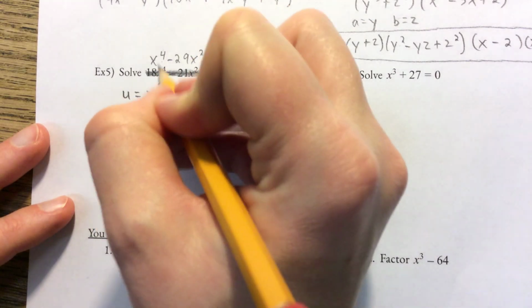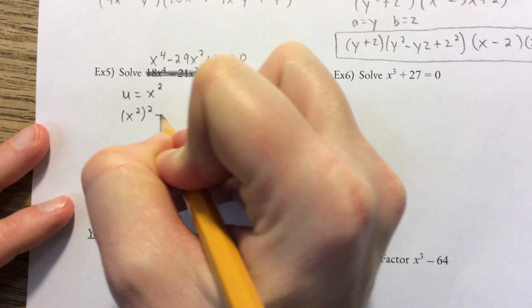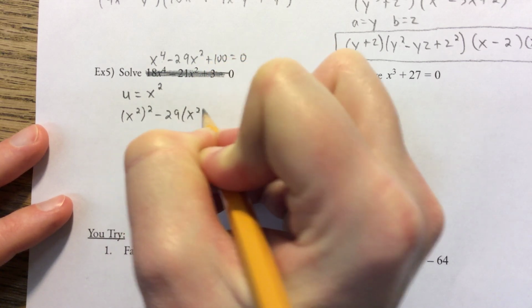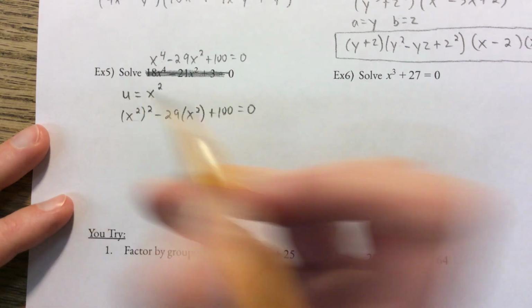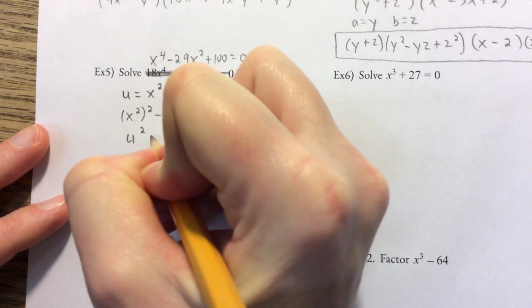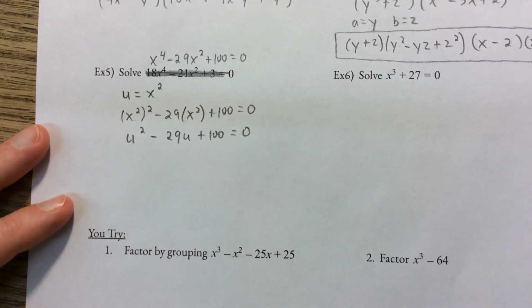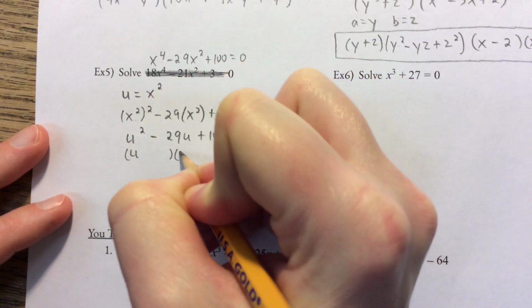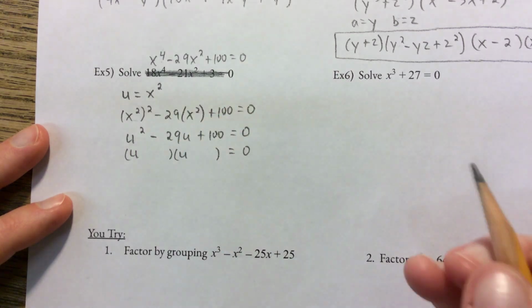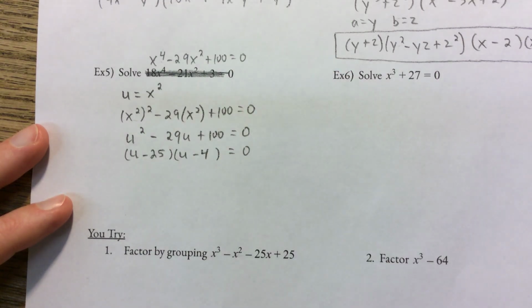So if I rewrite this then, x squared squared is an x to the fourth. And now I'm going to replace these x squareds with u's here, just so that I don't have quite as much going on in this problem to look at first. Just kind of cleans it up a little bit. Now I'm going to factor this, because this is factorable. So two numbers that when you multiply them you get 100, and when you add them you get negative 29. That's going to be negative 25 and negative 4.